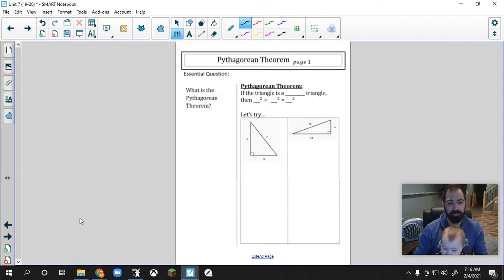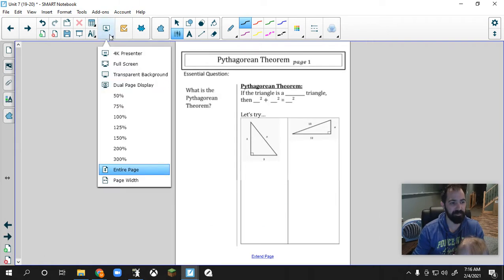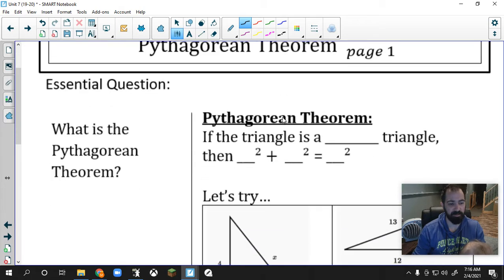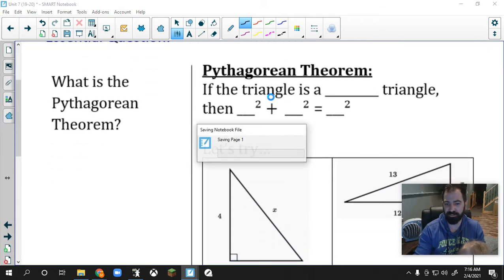Let's get into it. First off, Pythagorean Theorem states that if a triangle is a right triangle, sorry, baby's pressing a bunch of buttons.